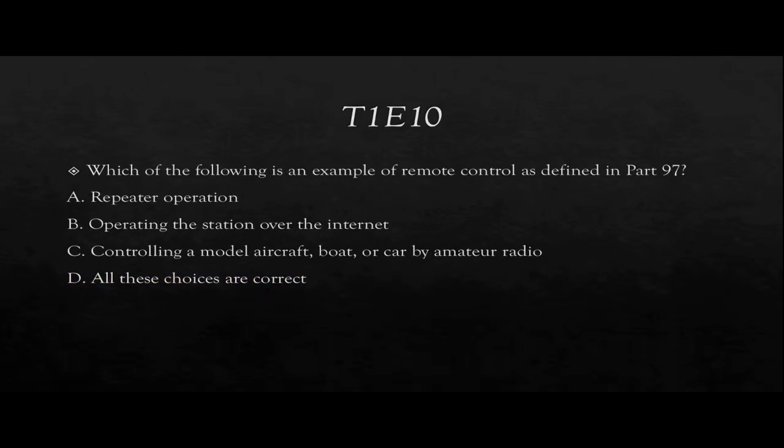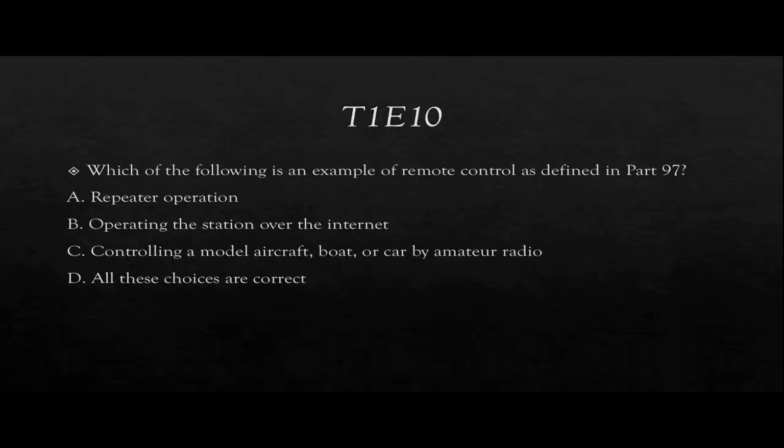10. Which of the following is an example of remote control as defined in Part 97? A. Repeater operation. B. Operating the station over the internet. C. Controlling a model aircraft, boat, or car by amateur radio. Or D. All of these choices are correct.